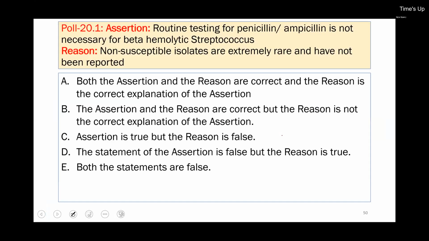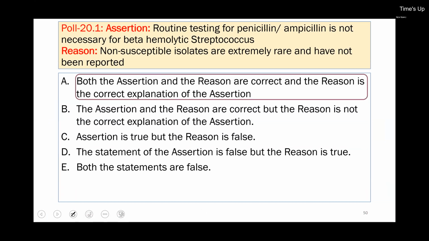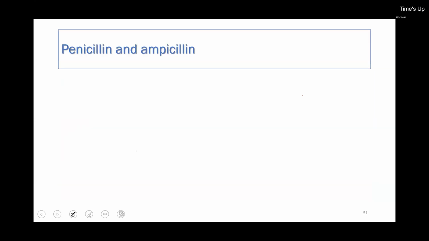Regarding beta hemolytic streptococci, this poll we can skip. What I'll tell is, the question is whether we should do routine testing of penicillin MIC in cases of Streptococcus pyogenes. As Pallab Sir has already discussed, no, we need not, because resistant strains are not reported. But if your clinician wants to know about the susceptibility, we can still perform it. In those cases, either penicillin or ampicillin can be tested. Breakpoints are available for both disk diffusion as well as MIC based methods, but it is not routinely tested because resistance is not reported.